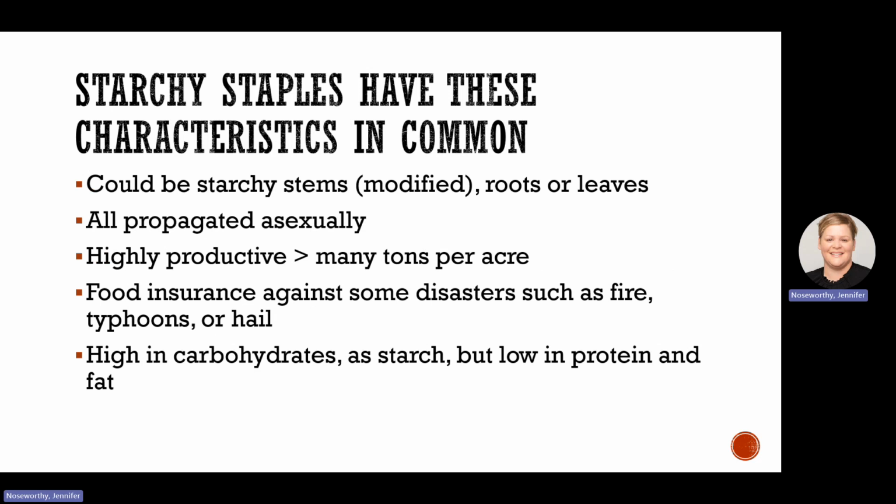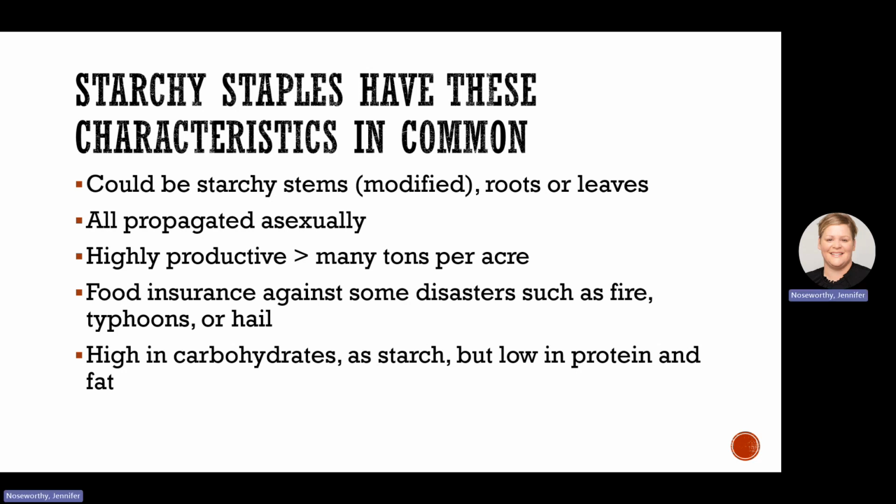All of the starchy food crops we're going to talk about in this unit come from different plant families, but they have certain common characteristics. One is they're typically found in parts of the plant that are not the seed, and it could be the root, the leaves, or the stem, and they're modified in some way, and typically propagated asexually, taking cuttings. That means that they're easy to reproduce and they can be used widespread in mass in lots of acreage.